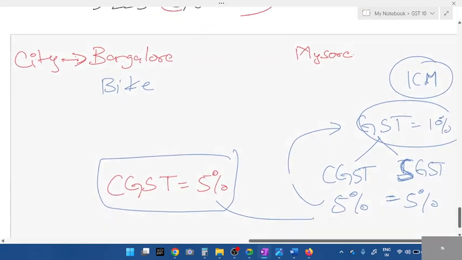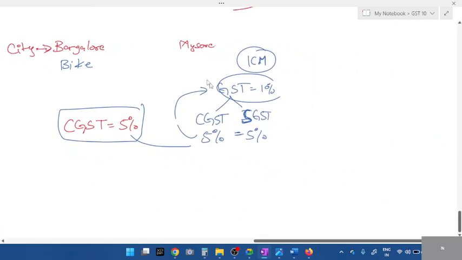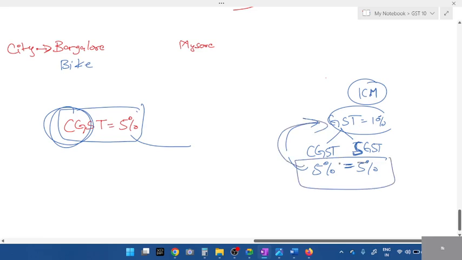This is how they'll ask the questions. This is how they twist it. So directly they won't give GST. They'll just give you Mysore, Bangalore. You should know that is same state, an intrastate transaction. If it is intrastate, check what they have given. They have given CGST. If it is CGST, SGST and CGST are the same. No doubt both are the same. But for GST, you have to double it. 10% is the answer.